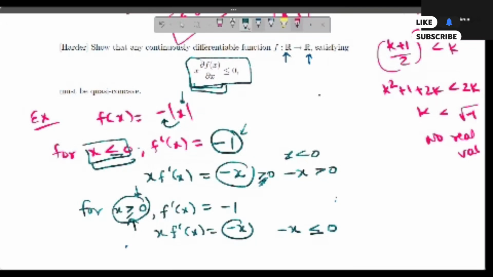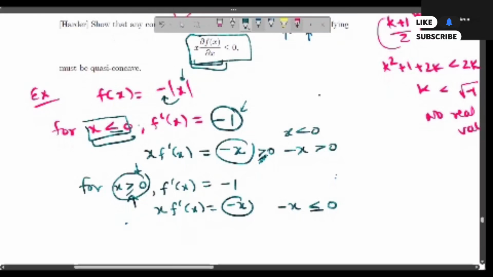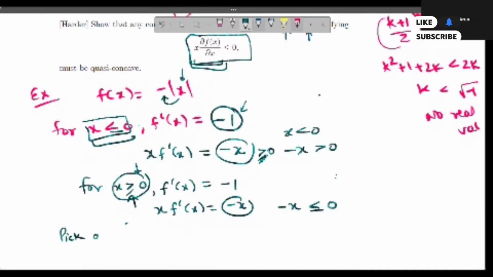Firstly, I have just considered the point, which is for the differentiable function. I have found out a particular condition which can make it lesser than or equal to 0. I need to prove that it is quasi-concave. So for quasi-concavity, I need to pick any 2 points. I need to find out the value of the function in order to use that correspondence theorem.